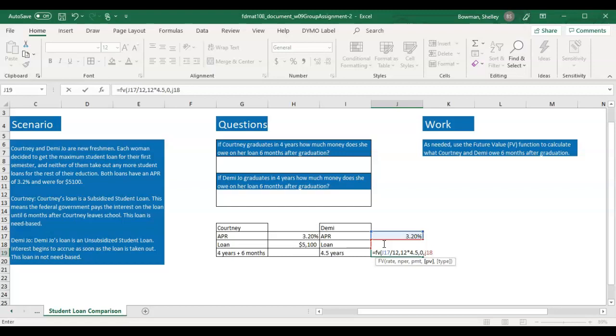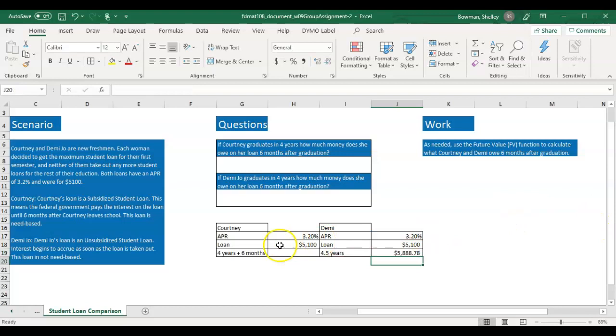Now, as you've learned in the past tutorials, this will come out negative, and I can change that by making the present value negative, or I can make the future value negative. I'm going to go ahead and leave it negative since it is how much she owes. If you'd rather, go ahead and put in a negative sign so that it's positive, so that we can just discuss it.